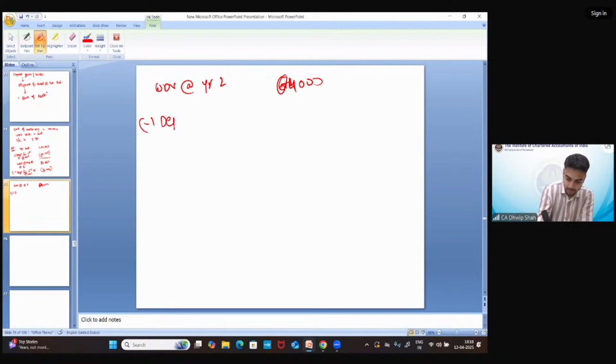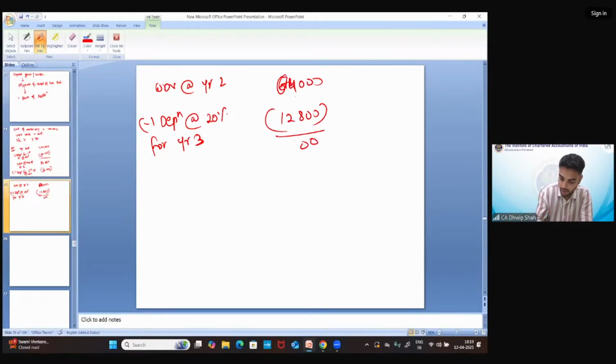Less depreciation at 20% for year 3. 64 into 2, 128, 12,800. 64,000 minus 12,800 is 51,200. Correct? So this is WDV at the end of year 3. Yes or no?